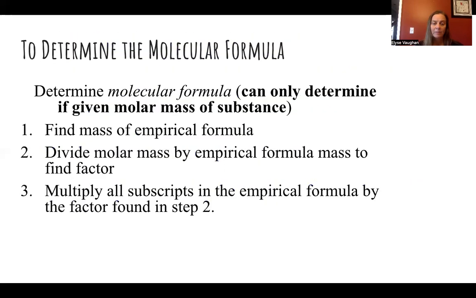So we're going to skip this practice one and do that in class. If we want to determine molecular formula, we need to know the molar mass of the substance. So we will have gotten that perhaps by mass spectrometry. We will have been given it in the problem. So first thing we're going to do is find the mass of the empirical formula. And then we're going to divide the molar mass by that empirical formula mass to find a factor. We're essentially figuring out how many empirical formulas are there in this molar mass. And then we're going to multiply all the subscripts in the empirical formula by that factor that we found in step 2.